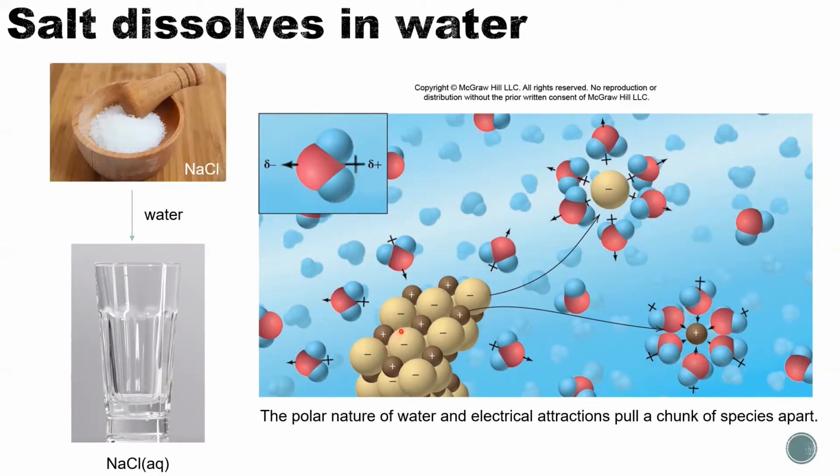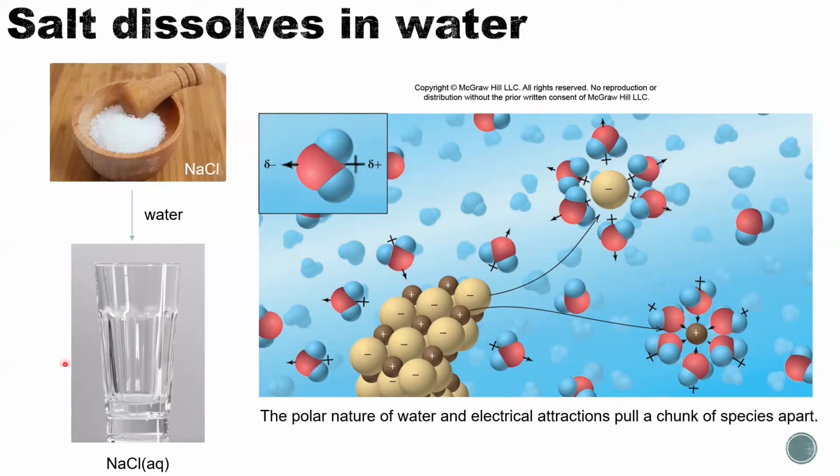bulk. So after the salt is dissolved in water, you will no longer see a condensed crystal of sodium chloride. Instead, you will see freely floating sodium cations and chloride anions. So that is how something is dissolved in water.